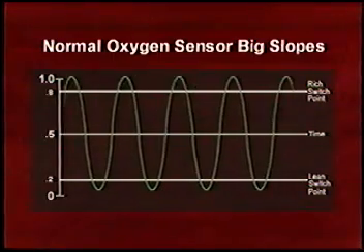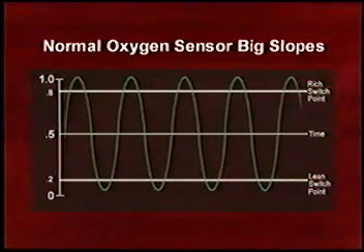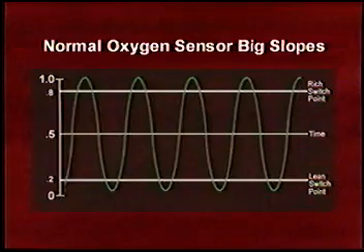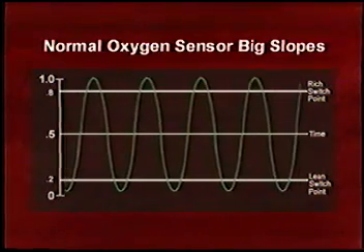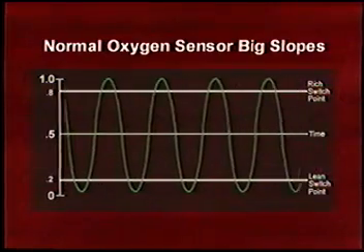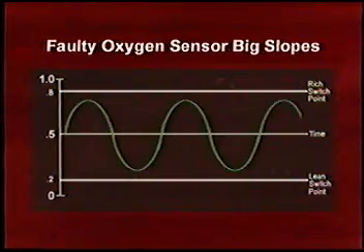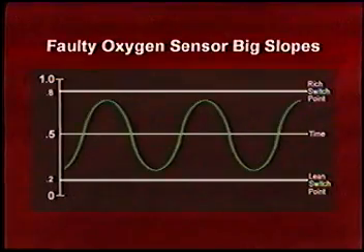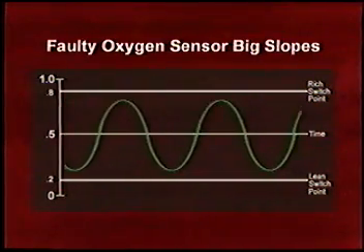For big slopes, the PCM checks the change in voltage level over time of the O2 sensor. If the slope is great enough, the counter is increased by 1. If the count reaches a predetermined value, the monitor passes. On a faulty O2 sensor, the big slope counter would have a pattern like this.